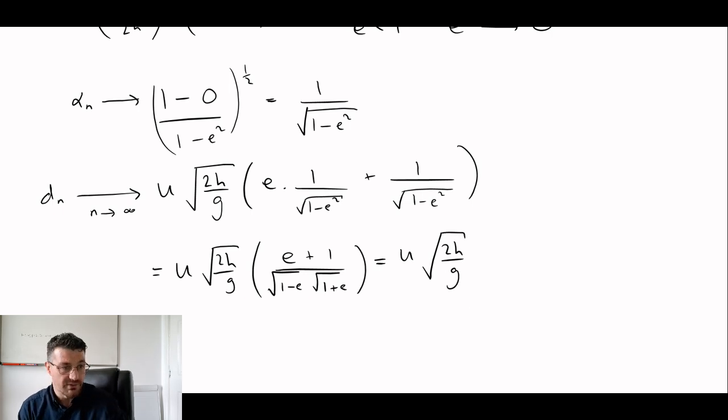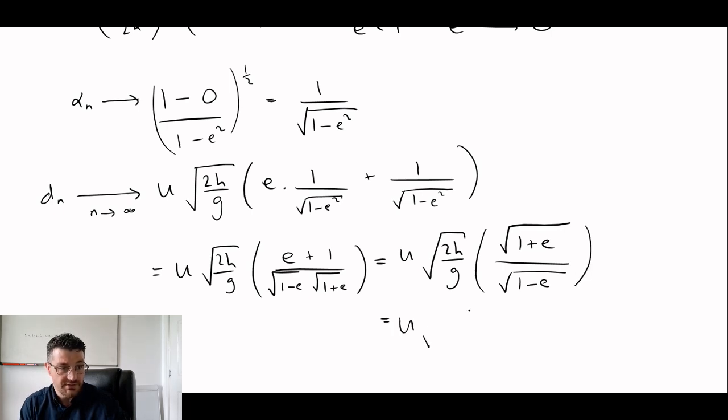And do show all your working, by the way. It's a bit of a pain having to write all of this stuff out, but do show your working. So with e plus 1 and the square root of 1 plus e, there's going to be some cancellation there. So we're going to get the square root of 1 plus e over the square root of 1 minus e. So that's going to be equal to u times the square root of 2h over g times (1 plus e over 1 minus e) to the half.